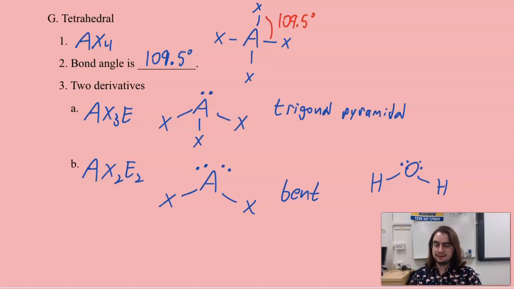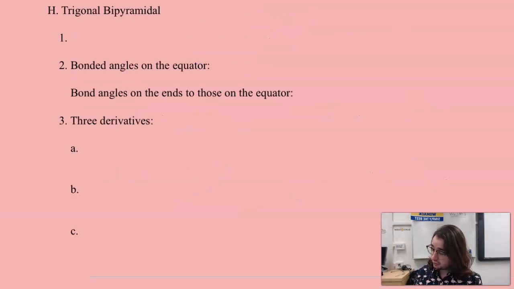Okay, but again, no matter the shape or the structure, anything that has 4 things attached to the central atom has the same electron geometry, and that electron geometry would be called tetrahedral. Okay, let's keep going. So now we have trigonal bipyramidal is our next one. You probably are picking up on the pattern at this point. This is AX5. Now this is when things get a little complicated.